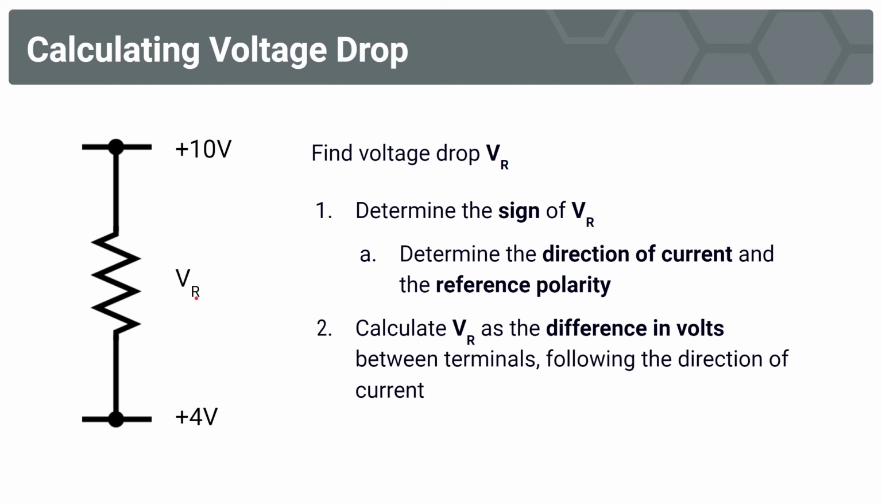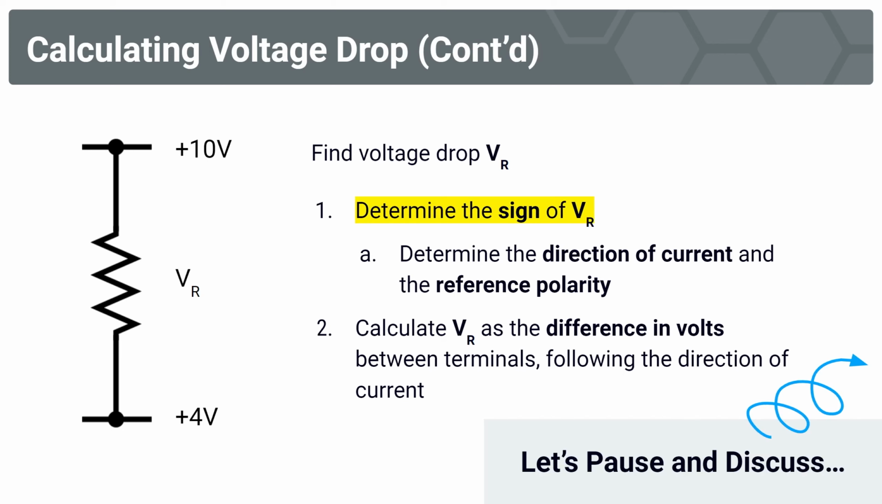And now we can divide this into a number of steps, the first of which will be to determine the sign of the voltage drop. And remember from the previous slide, I said we will use the direction of current and the reference polarity to help us determine whether or not the voltage drop will be positive or negative. And so again, that's our first step. But before we proceed, we need to pause and discuss something.